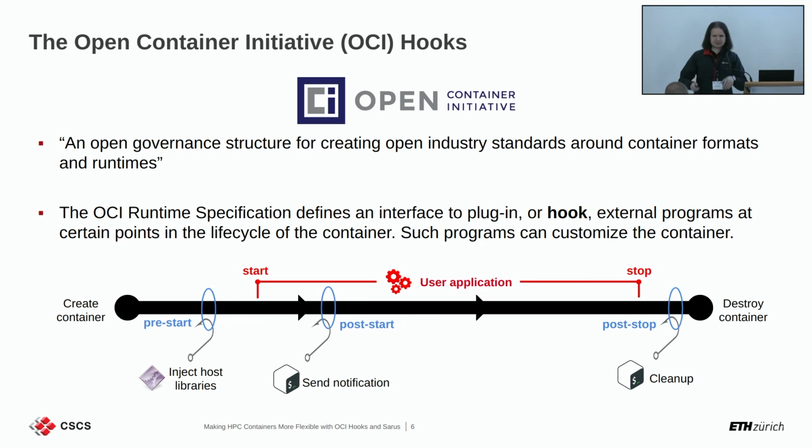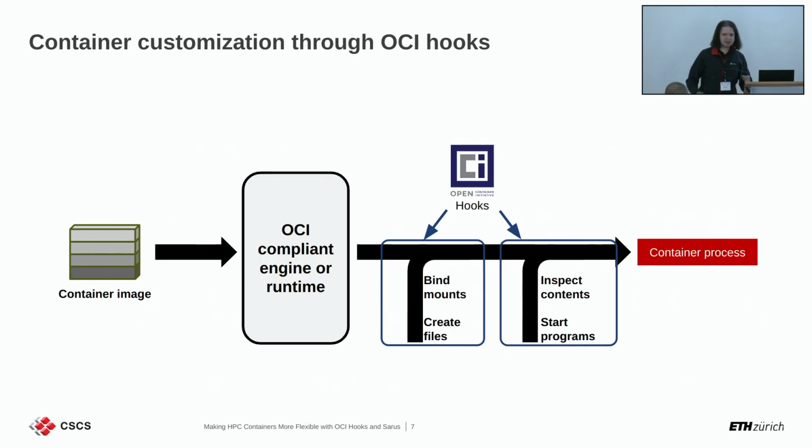So more or less, how does it look? It looks something like this. We come in with our container image, with our layers. We run it through an OCI runtime. And before the container process is started, these hooks might come in and do stuff. We might have them create some files, do some bind mounts, so mount additional stuff from the host into the container. They might inspect the content of the container and take some other actions, or even start programs.